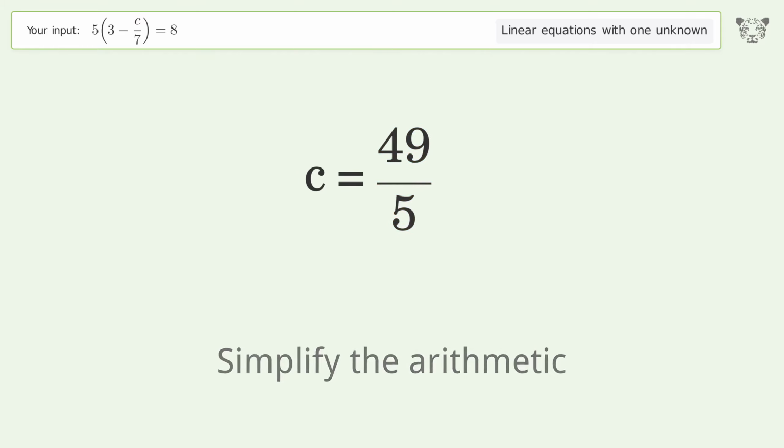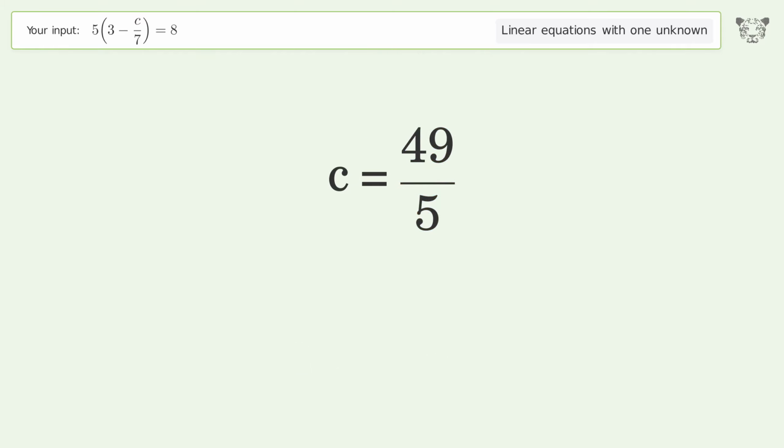And so the final result is c equals 49/5.